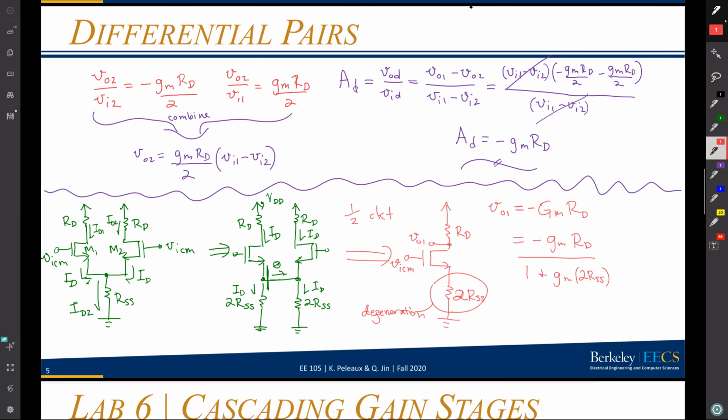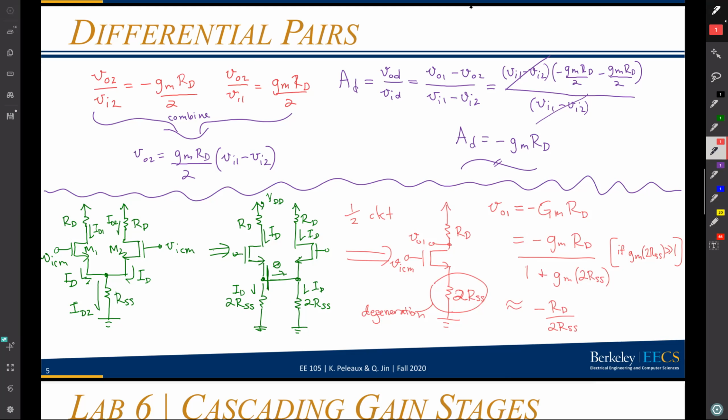And so usually what we can say is that if GM times 2 RSS is much bigger than 1, then this is approximately just negative RD over 2 RSS.